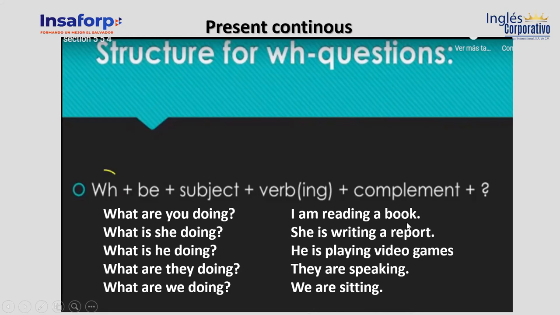I am reading a book. What is she doing? She is writing a report. And what is he doing? He is playing video games. What are they doing? They are speaking. What are we doing? We are sitting. So here, information question, or WH question.